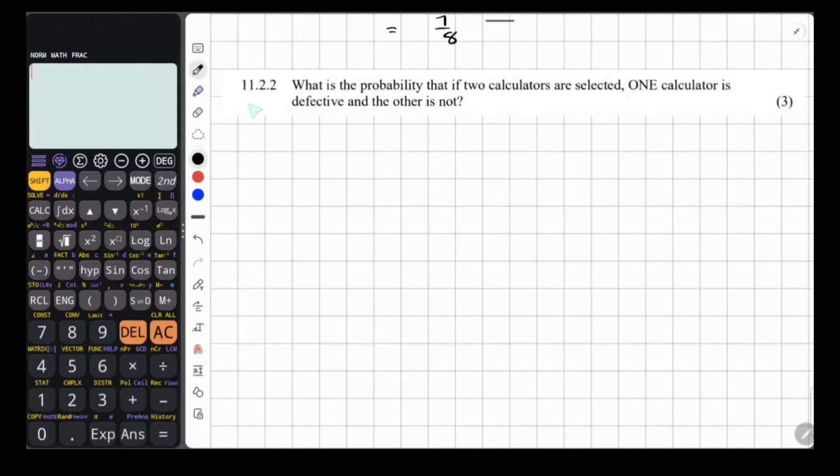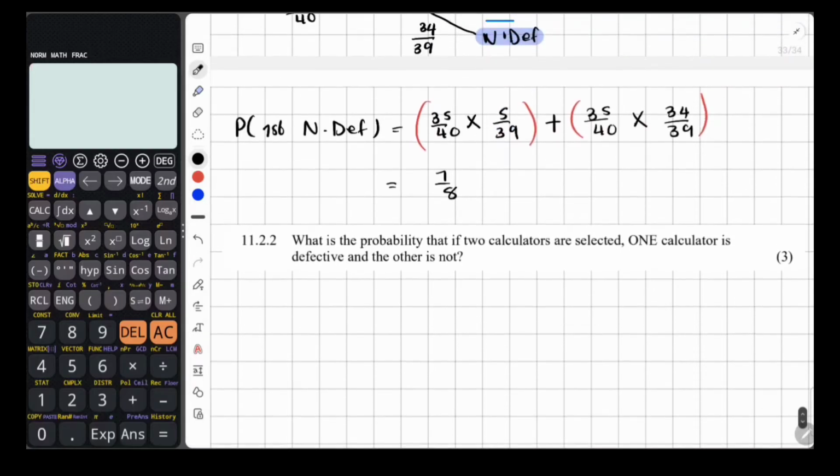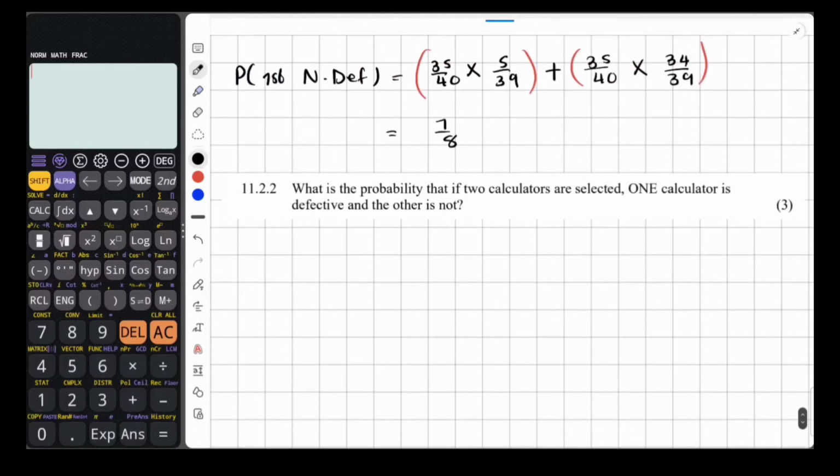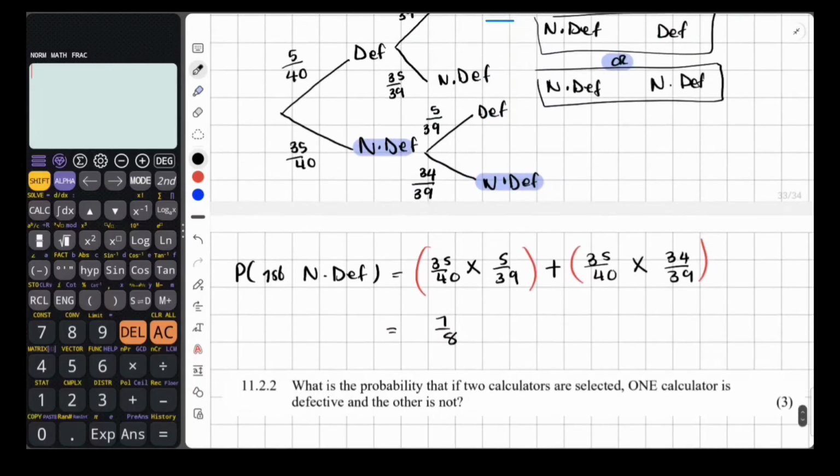Okay, then the next question, 11.2.2, they say, what is the probability that if two calculators are selected, one calculator is defective and the other is not? Okay, so let's think about what all of this would mean. One calculator has to be defective and the other has to be not. So no matter how they are being picked, you just need to make sure you have one defective and one not defective. Look at all the things we need to include now in this.